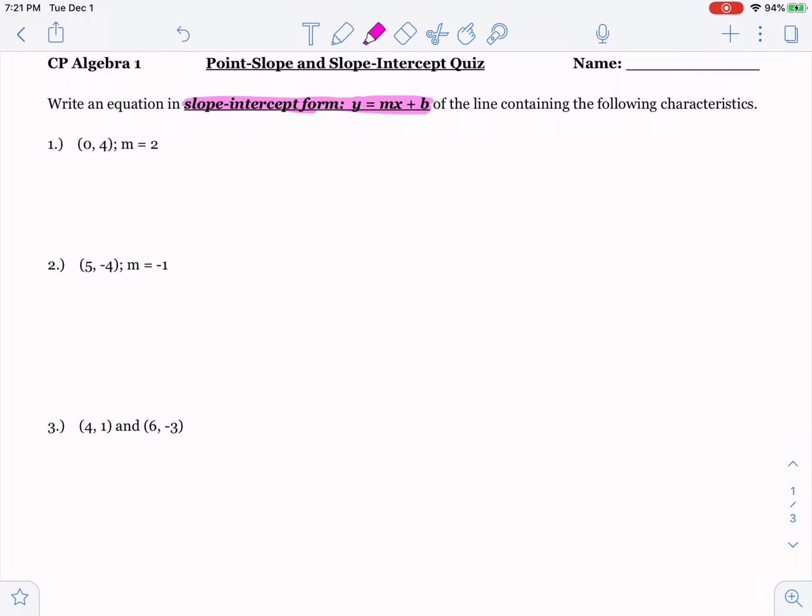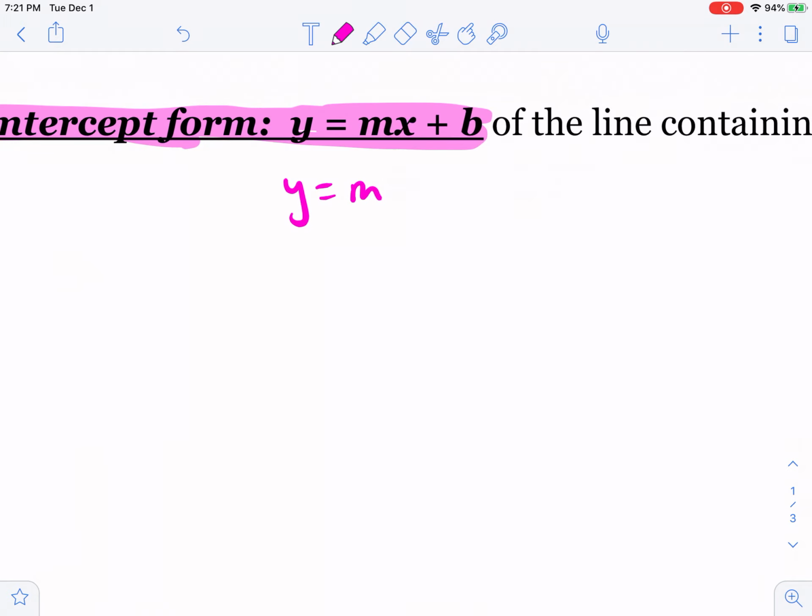Now, here's the thing about slope intercept form. Y equals mx plus b. You're going to find a number for the m and for the b, for the slope and for the y-intercept. The x and the y are going to always be slightly different.